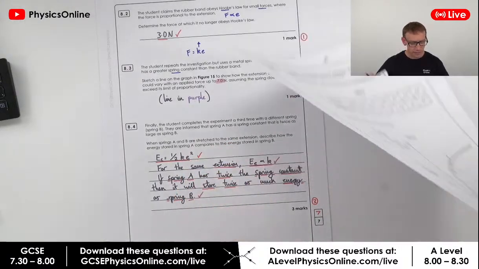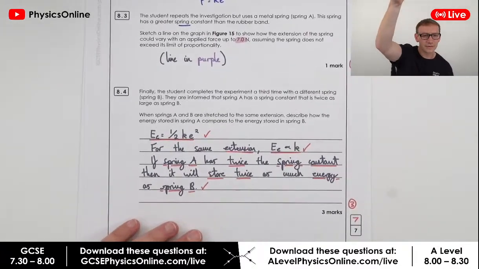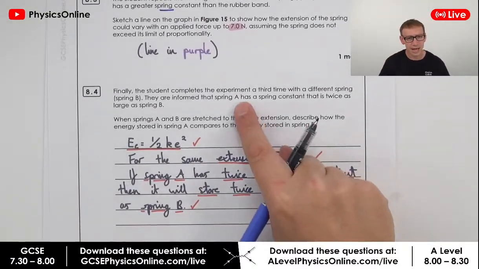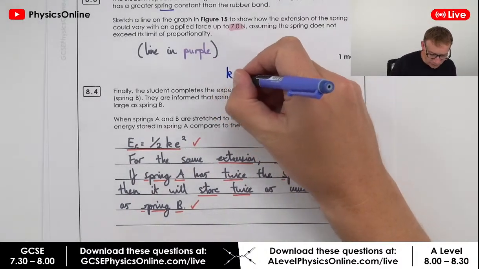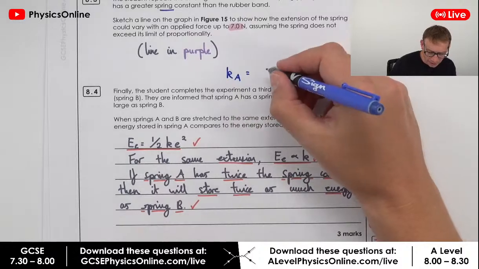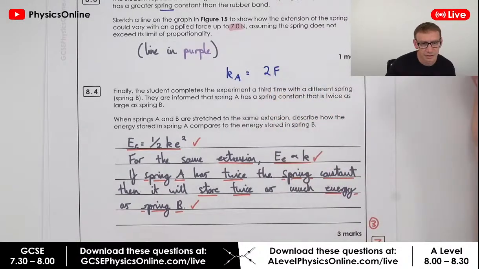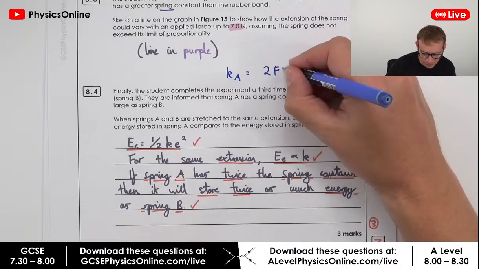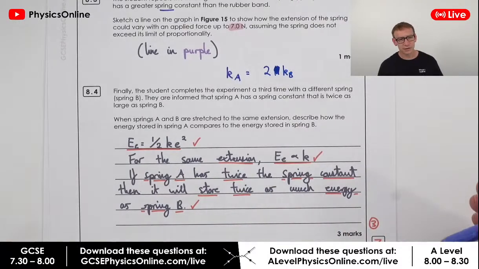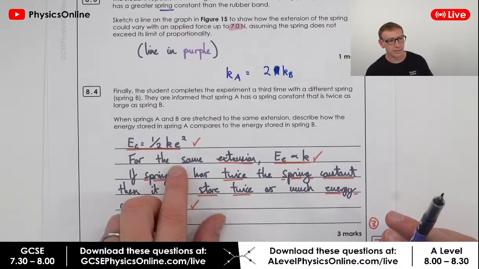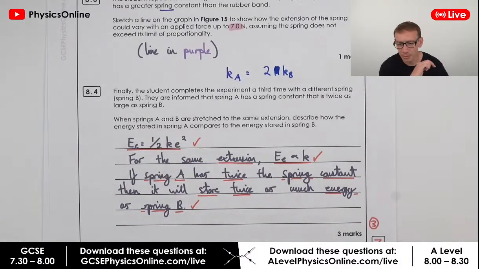Okay, finally, the student completes the experiment a third time with a different spring. They are informed that spring A has a spring constant that's twice as large as spring B. So we can say that Ka is going to be equal to 2 times the spring constant of spring B. Okay, now when they are stretched to the same extension, describe how the energy stored compares from A to B.